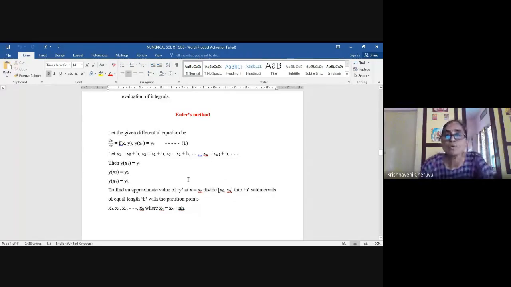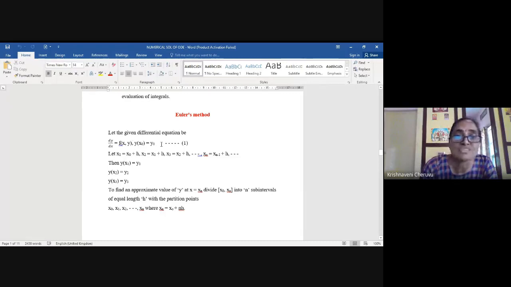Remember, you will be given an initial value problem like this: dy by dx is equal to f of x, y, meaning some relation in x and y. Function of x, y means a function in 2 variables. A relation between x and y will be given to you, and this is the standard form of first order first degree differential equation. And here you have the initial condition.